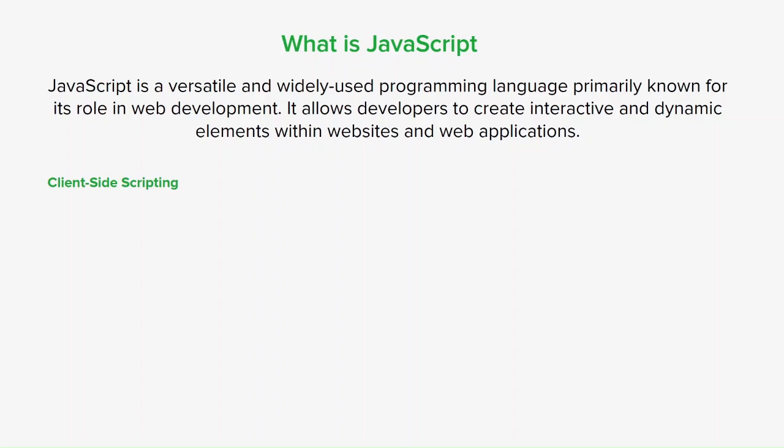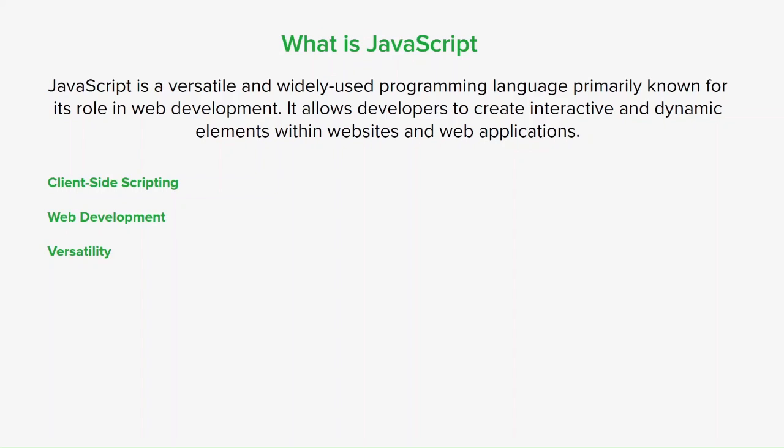Some key points about JavaScript. First thing is about client-side scripting. JavaScript is primarily used for client-side scripting, which basically means it's executed within the user's browser. This enables the creation of interactive features like form validation, animations, and updating content without requiring communication with the web server. JavaScript is a really fundamental part of modern web development because it's used to enhance user experience by creating responsive designs and building complex web applications as well.